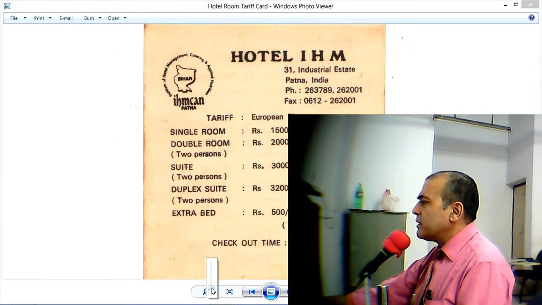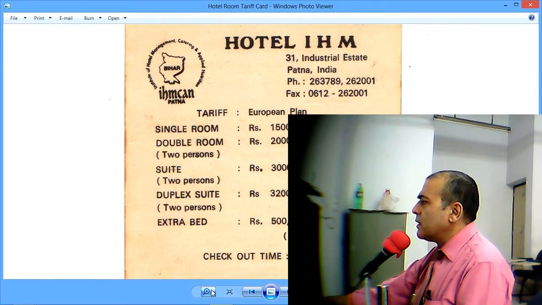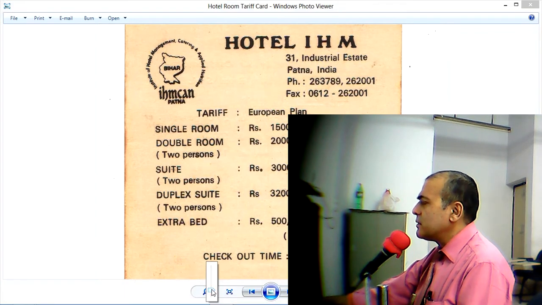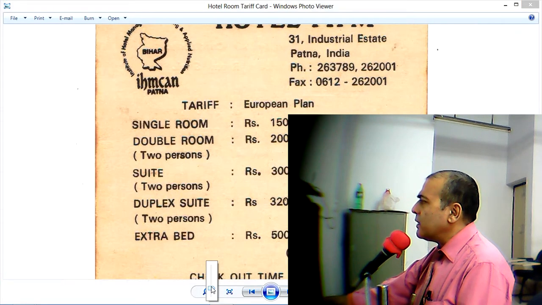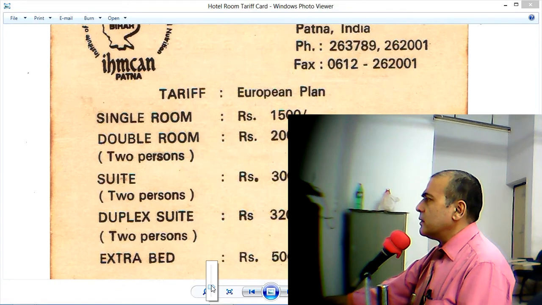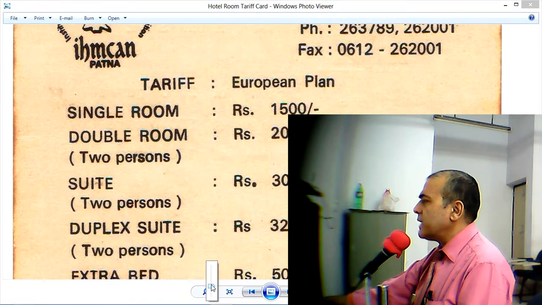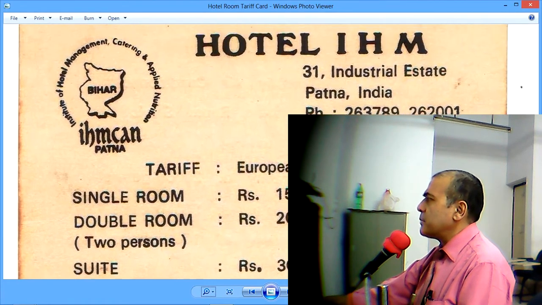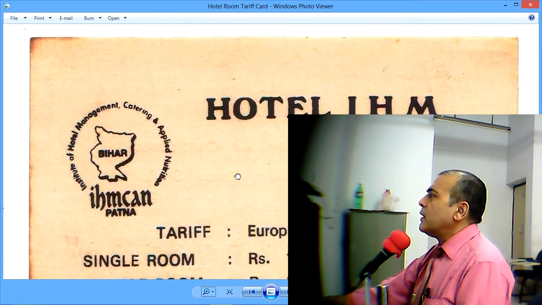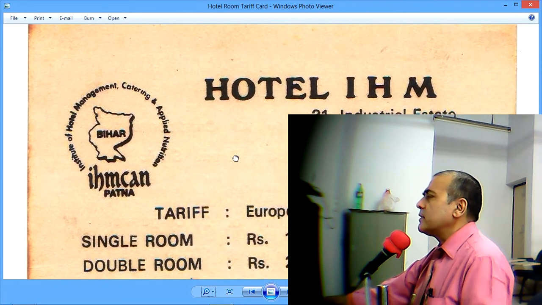I have a document which is a very old one printed by our college, but the idea which this document contains must be understood, and this form is enough to make you realize the importance of this document. We have a chapter in second semester, hotel tariff, and this document is related to that chapter. What is tariff?